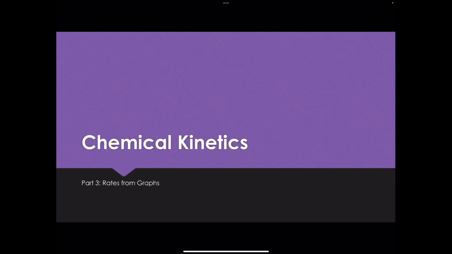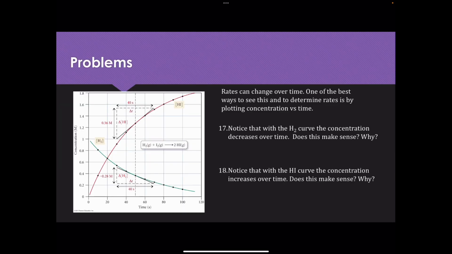As we continue our discussion of chemical kinetics, it's going to be important to note that rates can change over time. One of the best ways to see this and to determine rates is by actually plotting concentration versus time. So we have a graph here. We've got a graph representing the reaction of hydrogen with iodine to produce hydrogen iodide. And we've got two curves.